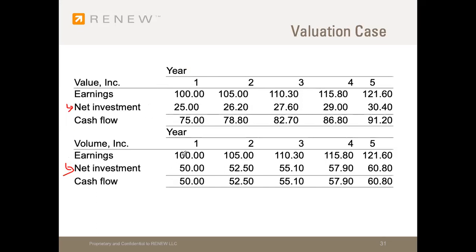Now there's that number. Now down here, volume: for me to hit 100 in net income, I have to invest $50. Wait a second. Now tell me which company is more valuable. It's in the name. Obviously, I'm sure you guys understand. No, it's value. The value company is more valuable. Yes, because it is the company that actually has more retained earnings at the end of the year than volume.